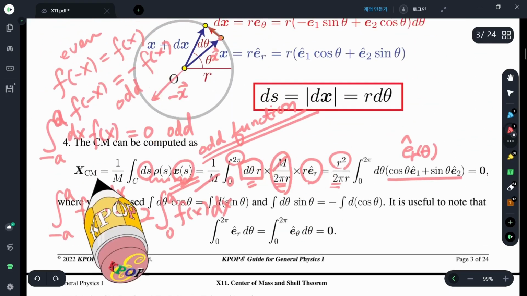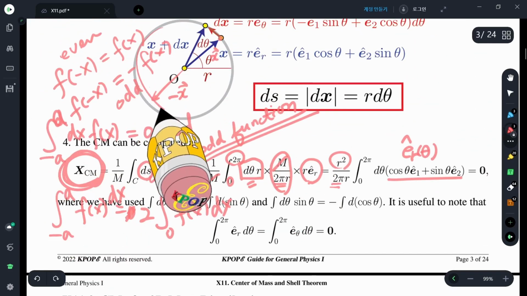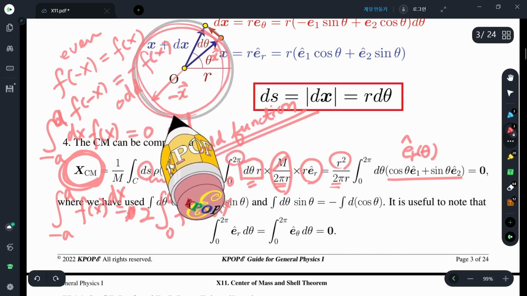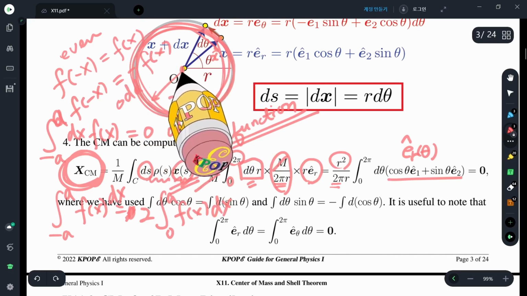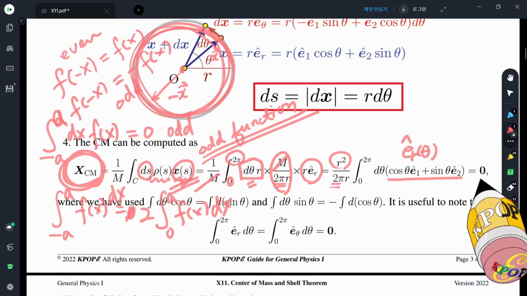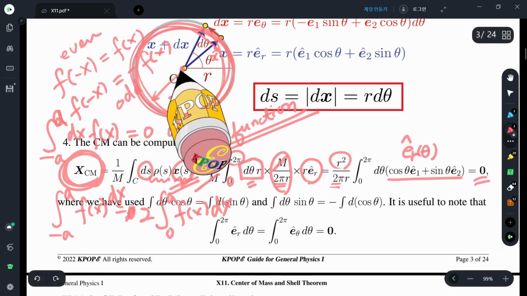Anyway, the center of mass of a uniformly distributed mass distribution over a circle is the origin, because this zero means the origin.